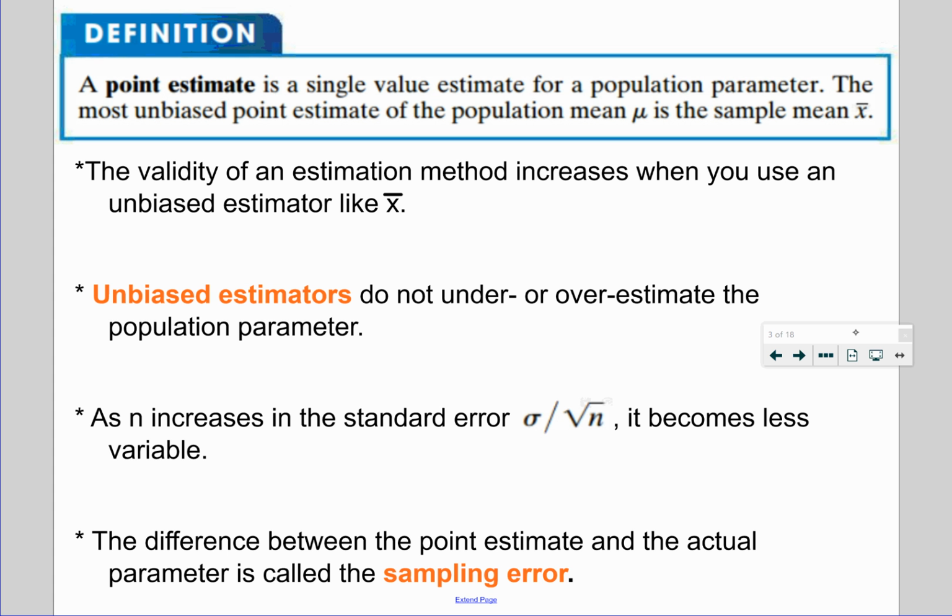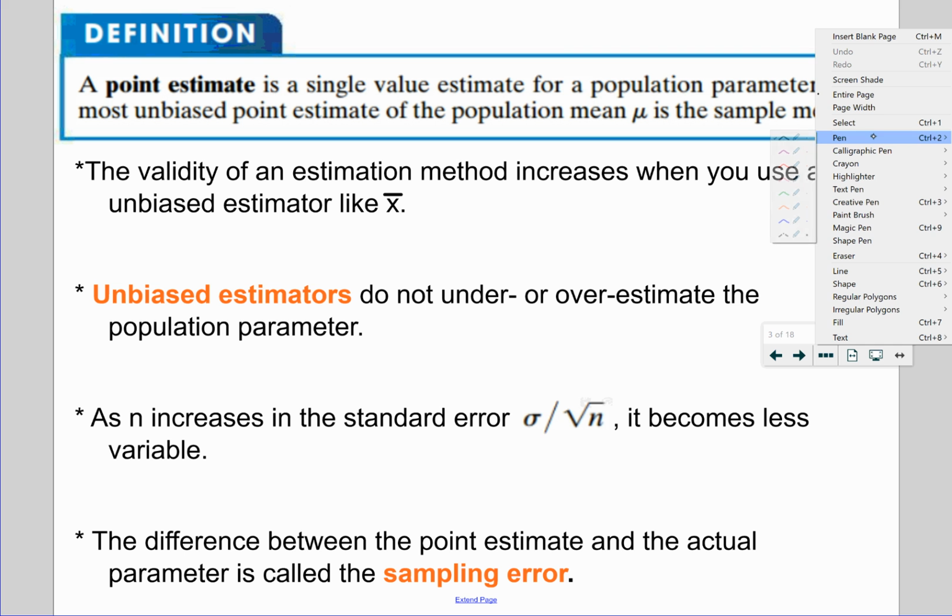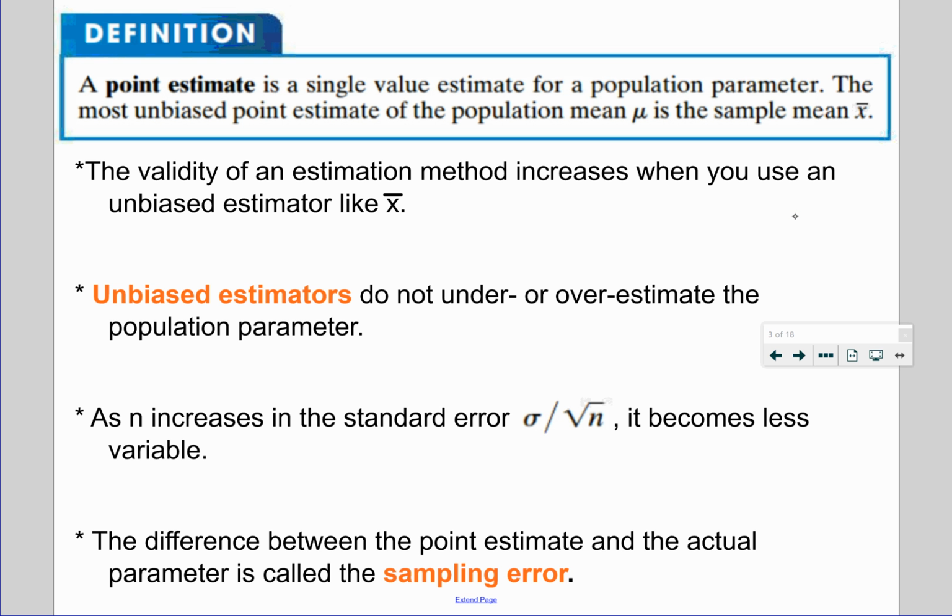And like I said, we're going to be focusing on means. So if you are asked to find a sampling error, it's the difference between the point estimate, which for us will be X bar, the mean of the sample, minus mu, the mean of the population. Sampling error could be positive or negative, and we'll look at that in a minute.